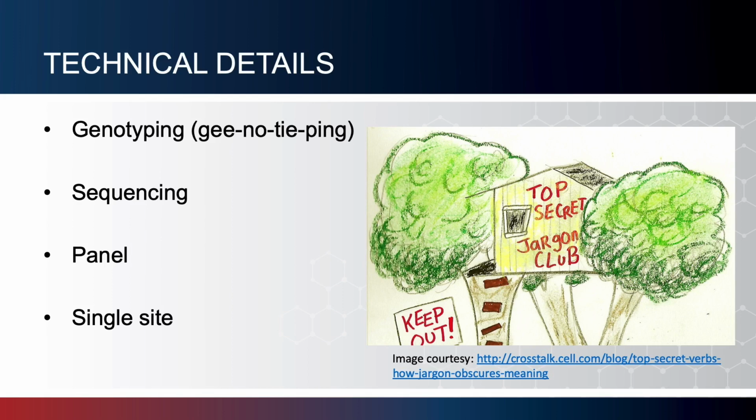So a panel will look at multiple genes at the same time. Single gene will focus on one gene. Single site will look for a single genetic change, a lot like genotyping, but single site is usually done when you already know the cause. Like, you know your grandmother has a change in this gene at this spot, so we might test you using single site testing for that.